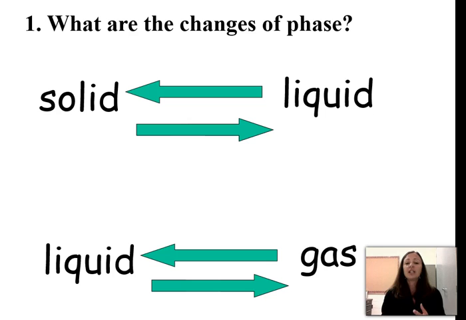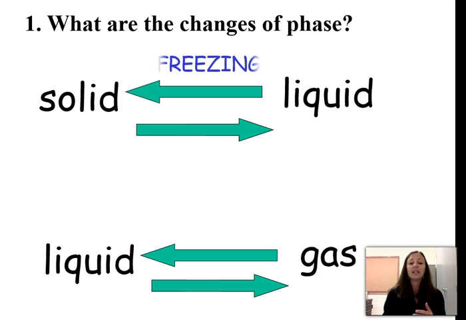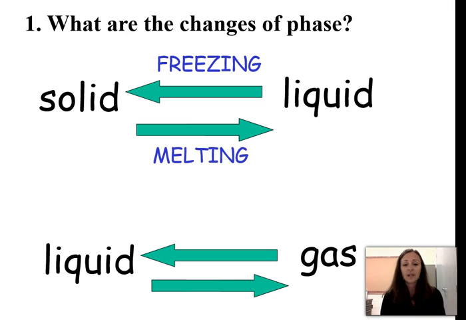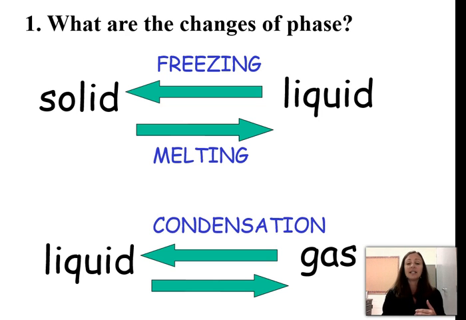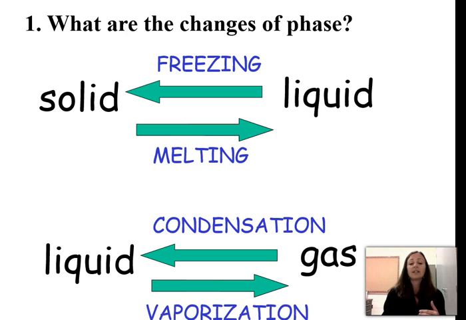So what are the changes of phase? Well, when we go from a solid to a liquid or from a liquid to a solid, we experience freezing, going from a liquid to a solid. And from a solid to a liquid, we call that melting. The process of going from a gas to a liquid is condensation. And the process of going from a liquid to a gas is vaporization, or sometimes called evaporation.